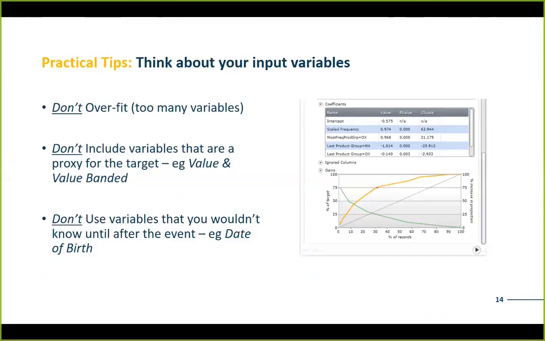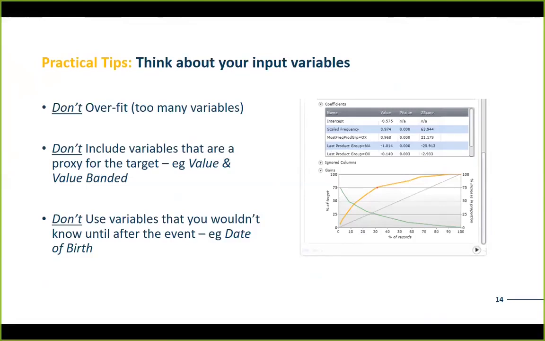There's no point having 50, 100 fields in your model. Generally, what you find is most of the successful models we see clients build have somewhere between 5, 6, 7, and maybe 20 variables included. And you can run them a number of times and just see the impact of taking some of those variables in and out of the model.